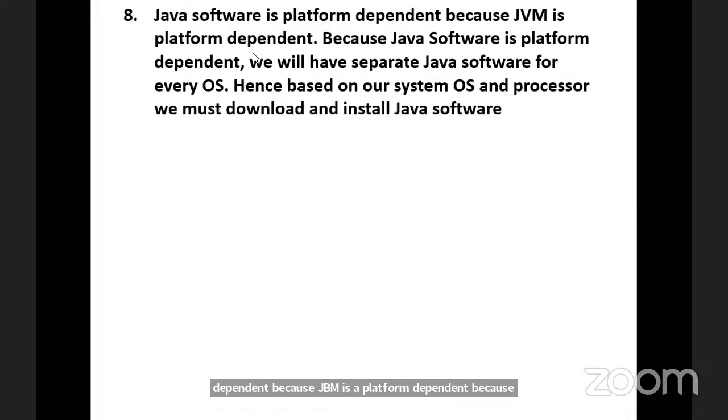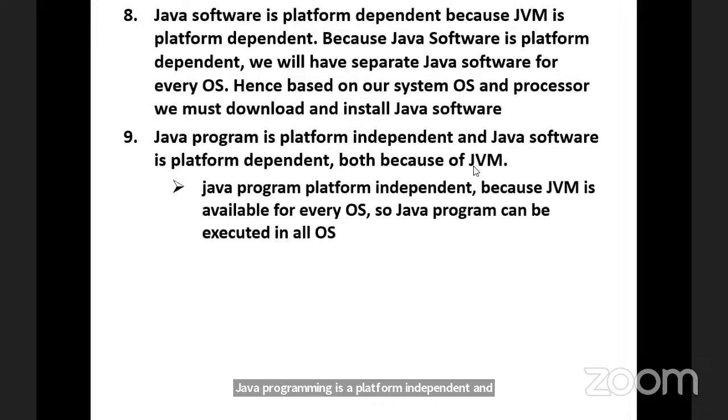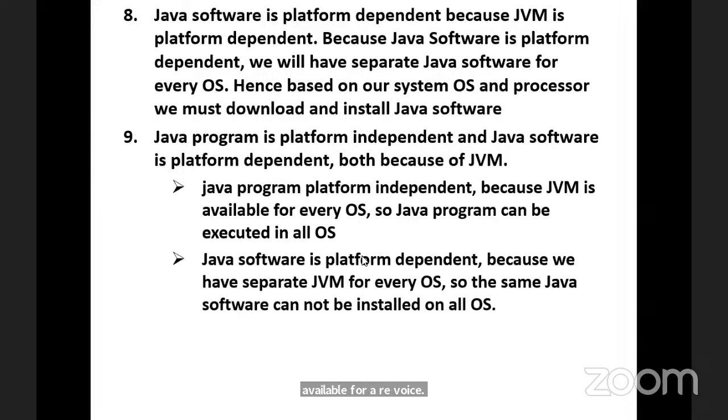Because Java software is platform dependent, we will have separate Java software for every OS. Hence, based on our system OS and processor, 32-bit or 64-bit, we must download and install Java software. Java program is platform independent and Java software is platform dependent, both because of JVM. Why? Java program is platform independent because JVM is available for every OS, so a Java program can be executed in all operating systems. Java software is platform dependent because we have separate JVM for every OS, so the same Java software cannot be installed in all OS.